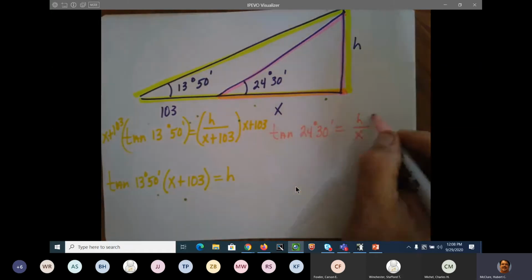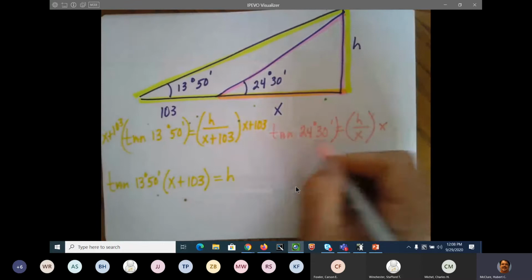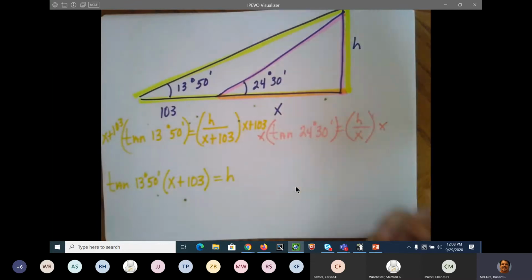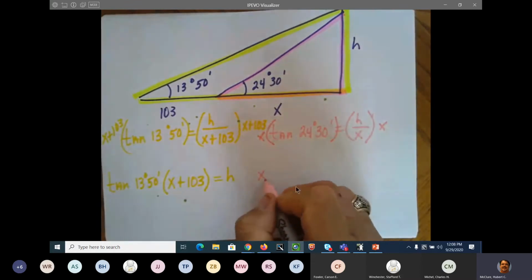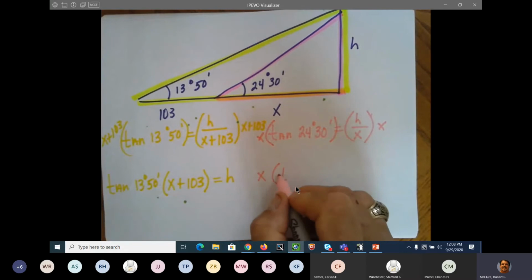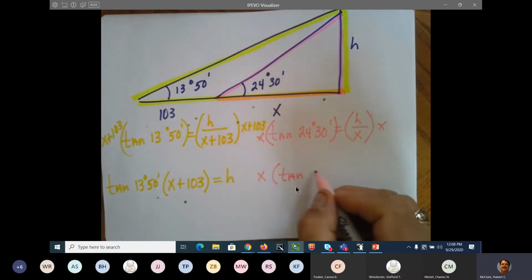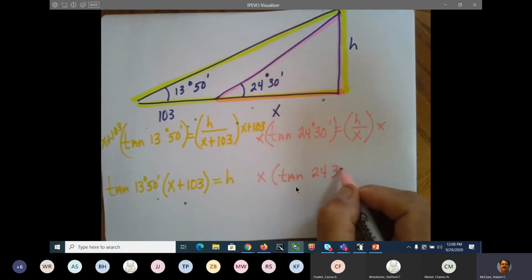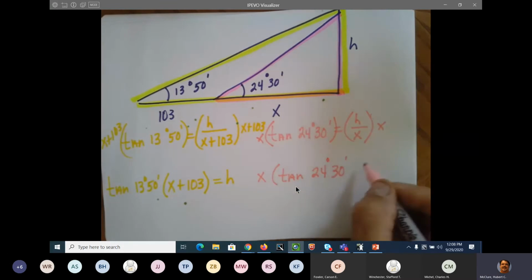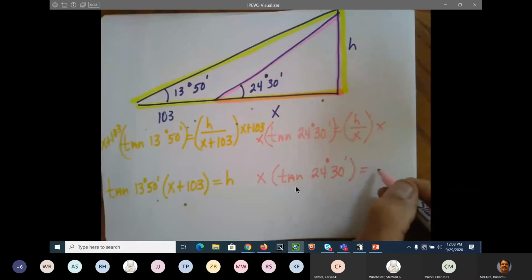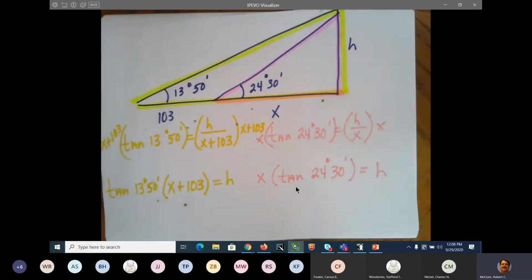And multiply both sides by x. And x times the tan of 2430 is equal to h. Somebody tell me where I'm going with this. You're going to set them equal to each other? Yep. Set them equal to each other and solve.